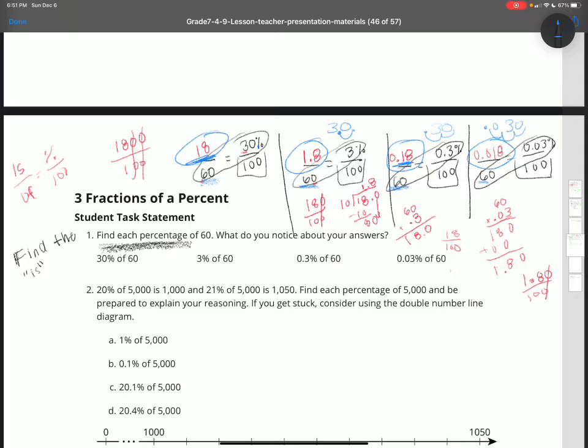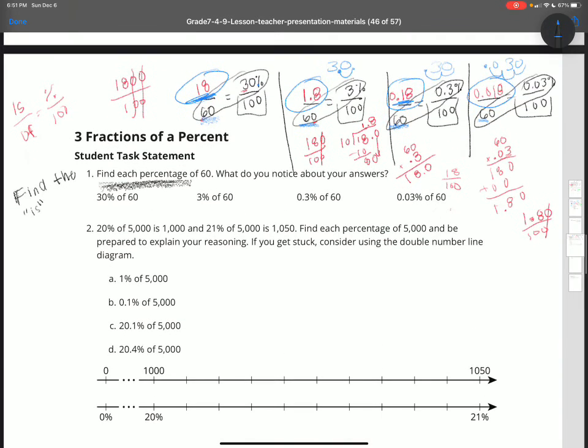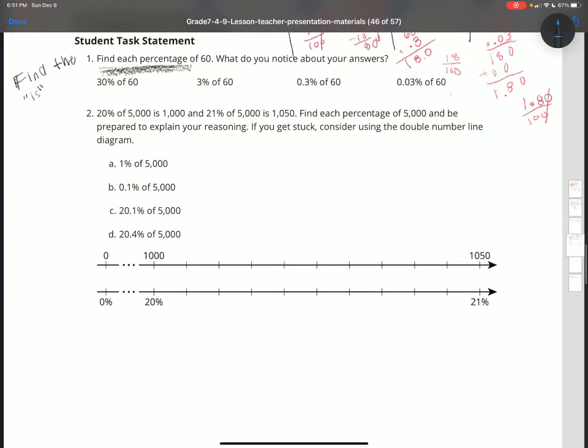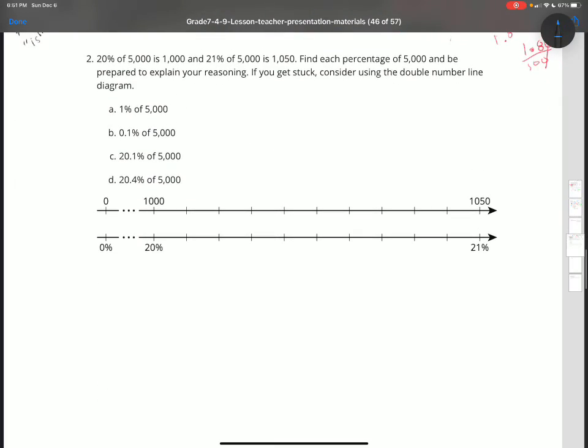Okay, so let's look at number 2. If you didn't notice it, we're going to get through this together, I promise. So let's look at number 2. It says 20% of 5,000 is 1,000. 21% of 5,000 is 1,050. It says find each percentage and be prepared to explain your reasoning. All right, so they say use the double line diagram if you need any additional help.